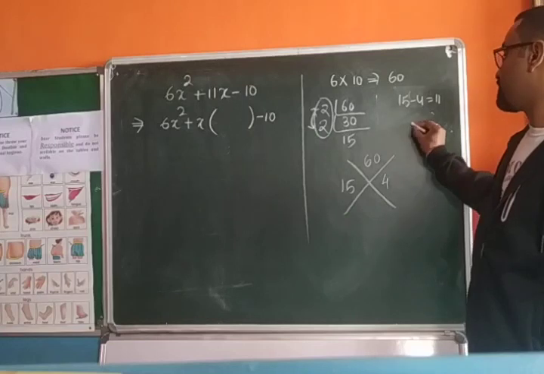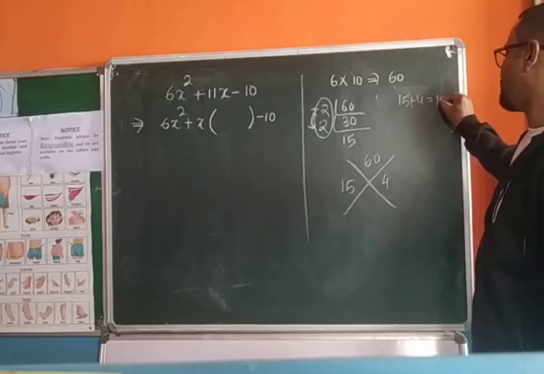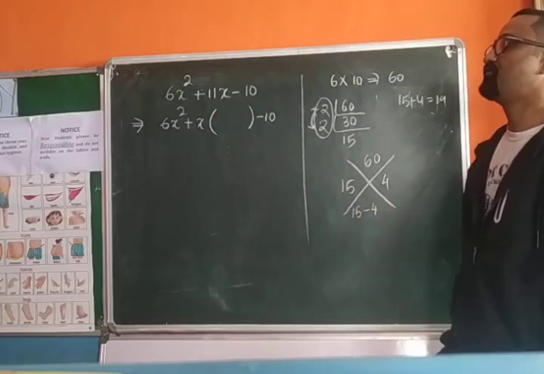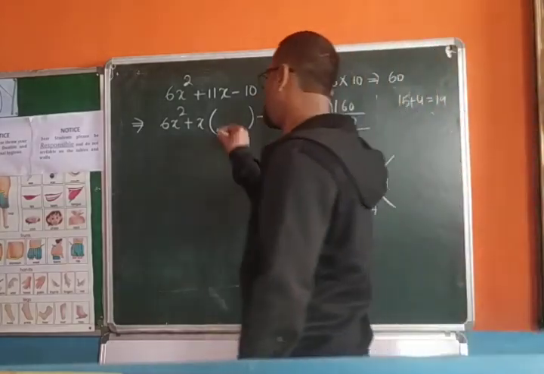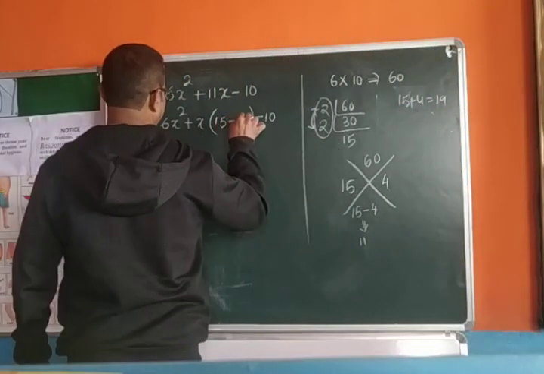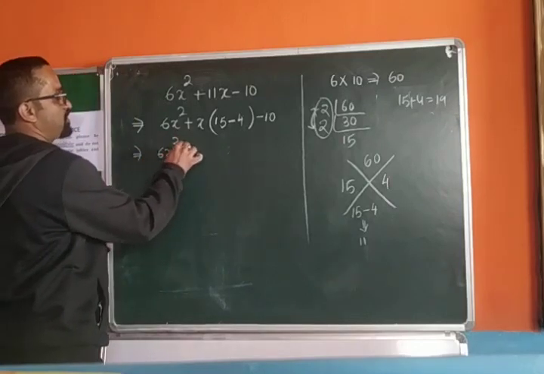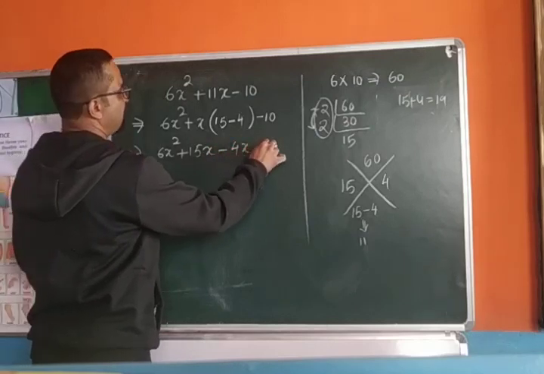So addition gives us 19. 15 plus 4 is 19. So what is the option left? Subtraction. 15 minus 4 is 11. So you write 15 minus 4. 6x squared plus 15x minus 4x minus 10.